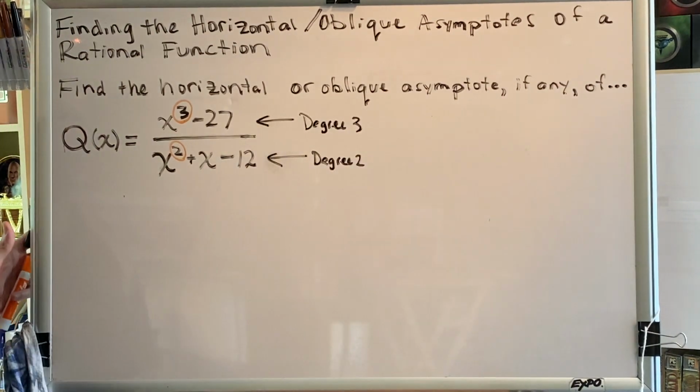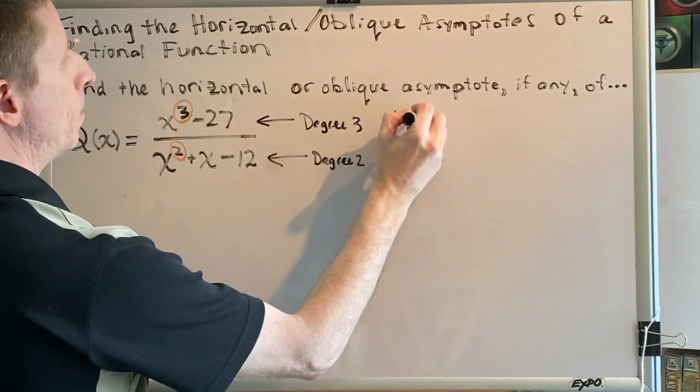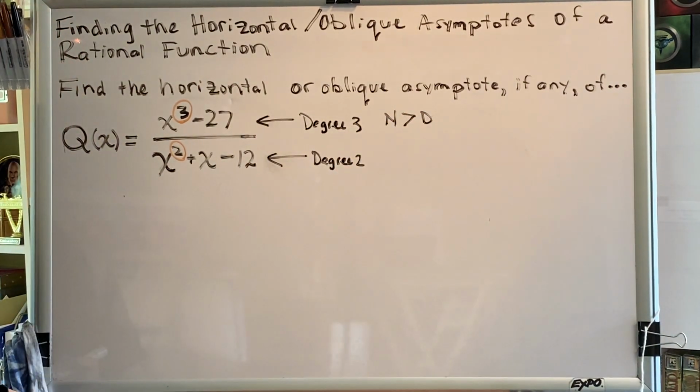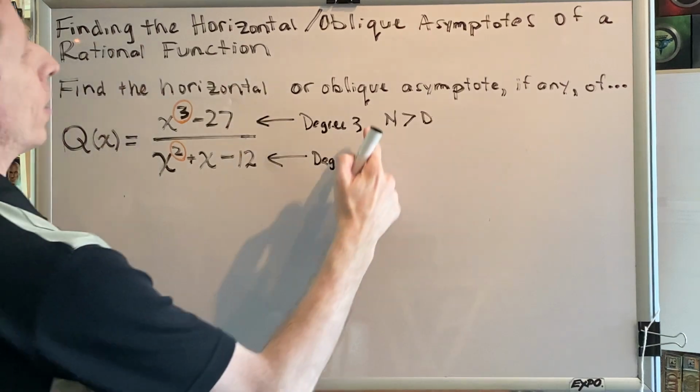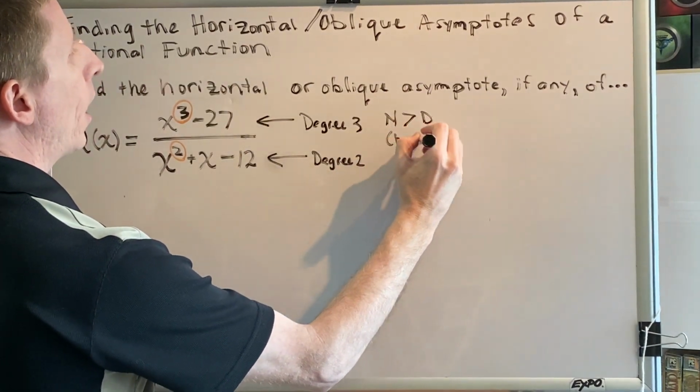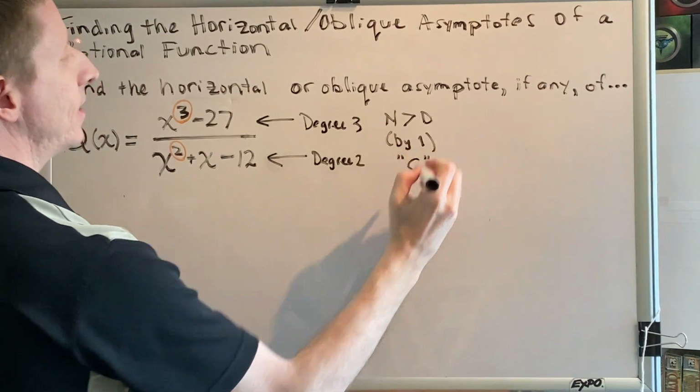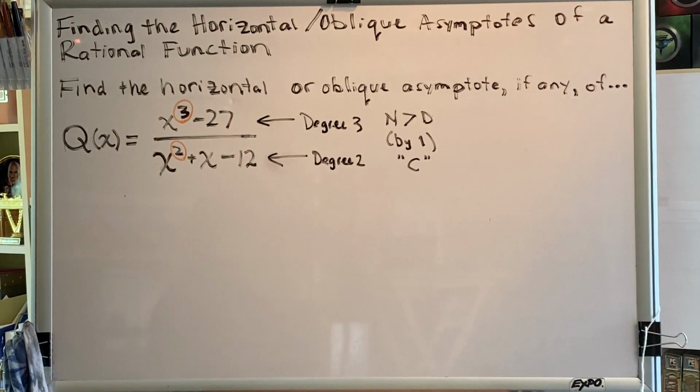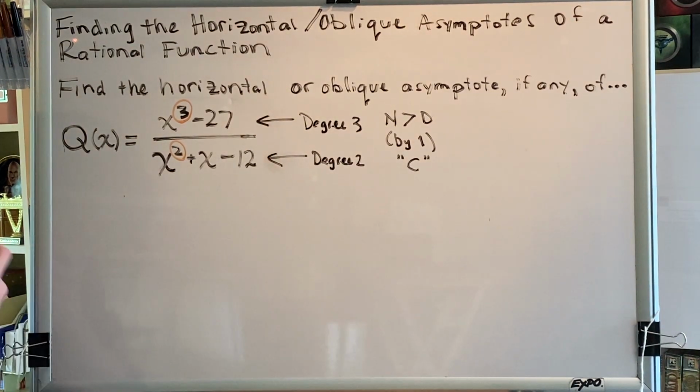Now we compare them. We find that the numerator degree is bigger than the denominator degree. When that happens, we have to ask ourselves, by how much? 3 is more than 2 by 1. This is case C from our 4 possible outcomes. Let's read it together. If the degree of the numerator polynomial is 1 higher than the degree of the denominator polynomial, then use polynomial long division. If there is a remainder, then the quotient discarding the remainder will be the equation of the oblique asymptote. Okay, so we now need to perform polynomial long division.